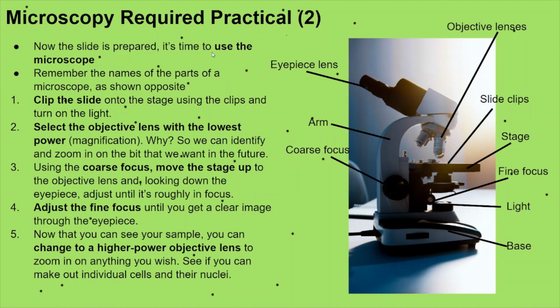So stage 2, using the microscope. It's first important that you know the many different parts of the light microscope. The bit that you look through is called the eyepiece lens.